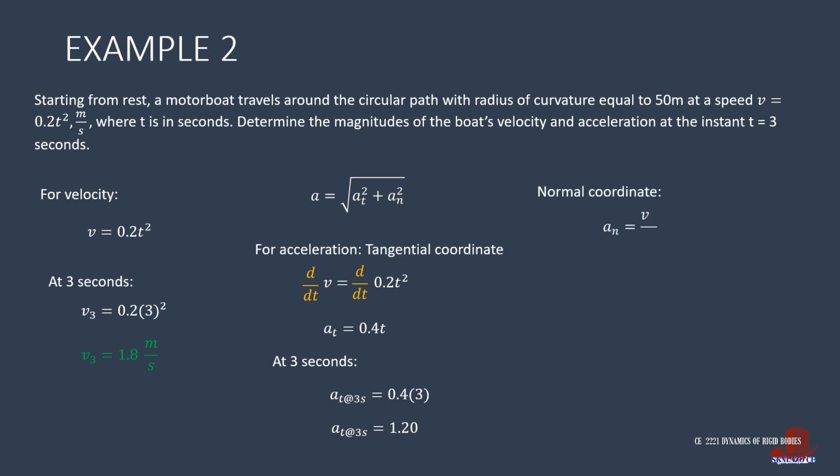The normal component is found using the formula v squared over ρ. That is, the square of the velocity of 1.8 over the radius of the curve given as 50. And a sub n is taken as 0.0648. Hence, the magnitude of the acceleration is the root of 1.20 squared plus 0.0648 squared, to get the acceleration as 1.202 meters per square second.